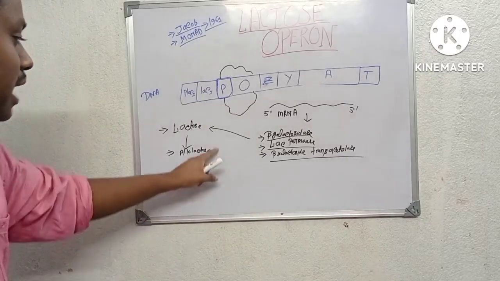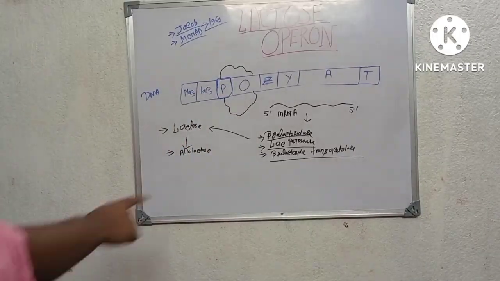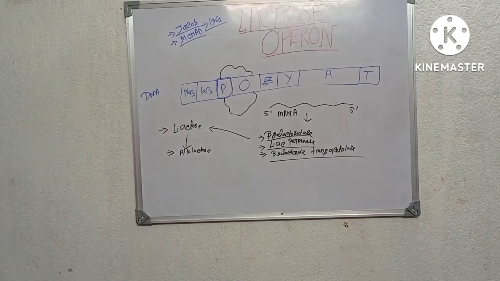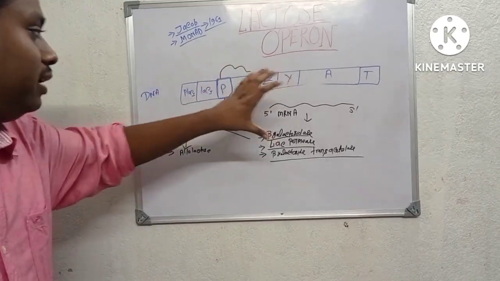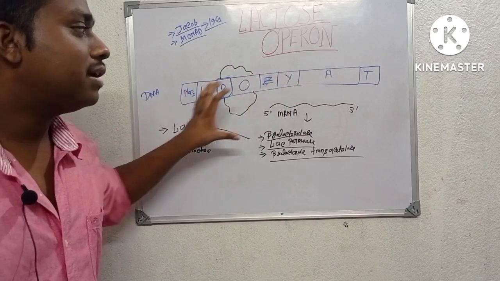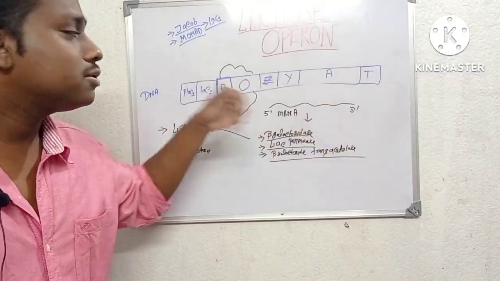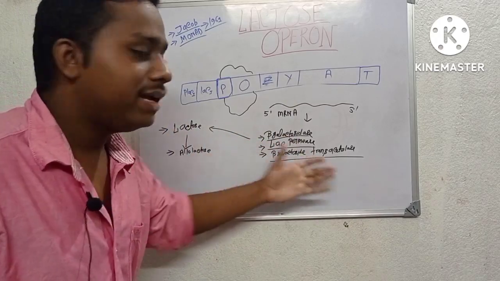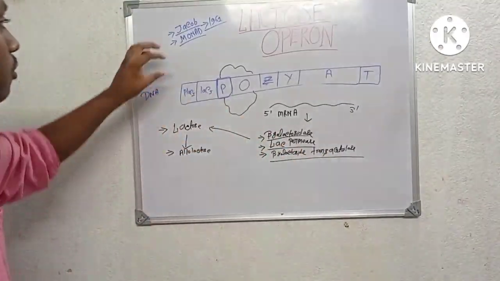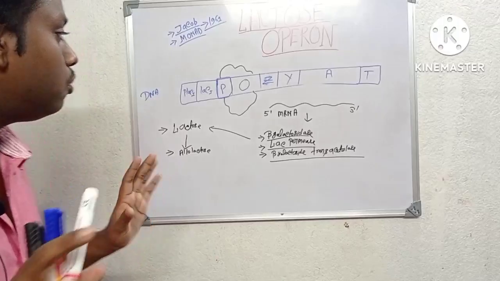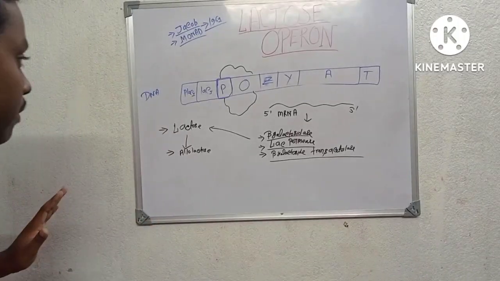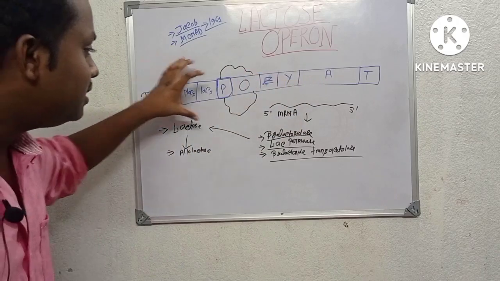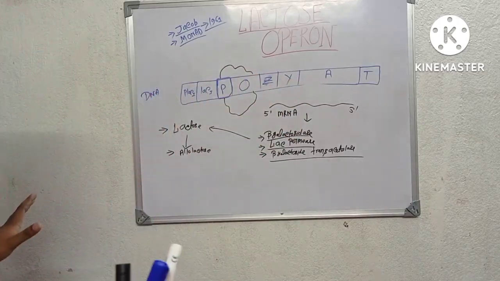Allolactose is an isomer of lactose, which is produced by beta galactosidase. Normally this gene transcription will not occur, because normally E. coli do not need any of these three enzymes. Suppose E. coli is present in a medium in which glucose is very abundant. So they do not need any gene transcription, any of this activation, this huge phenomenon.